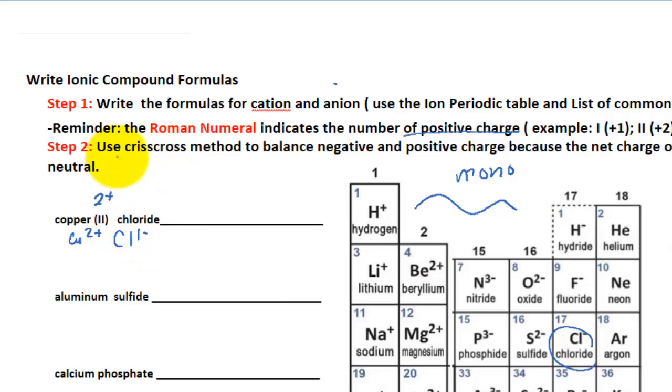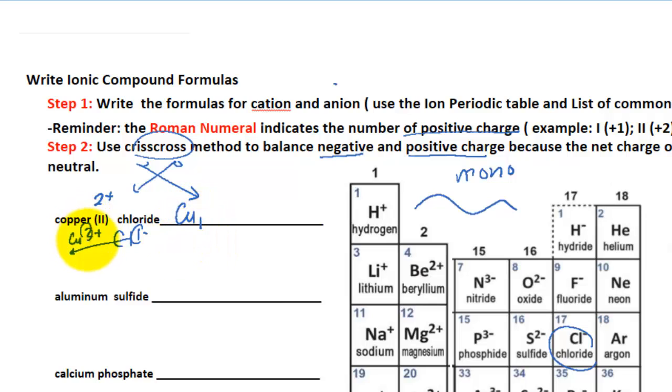What is step 2? Step 2, we're going to use something called the crisscross, okay? That means we're going to crisscross down the number method, and this method is helping you to balance out the negative and the positive charge, because all compounds need to have a net charge of 0 or neutral. So here we're going to crisscross. Use that number right there, number 1. We're going to carry it down, and that number 1 going to represent how many copper we're going to have. In this case 1, so we have copper Cu1.